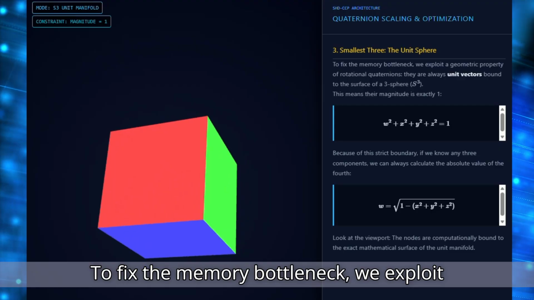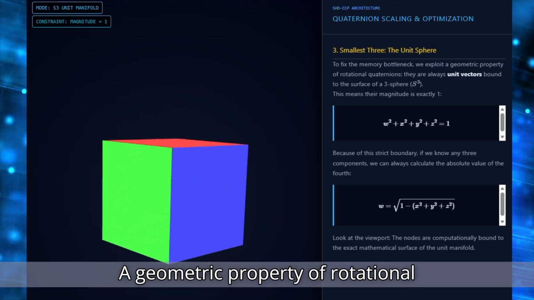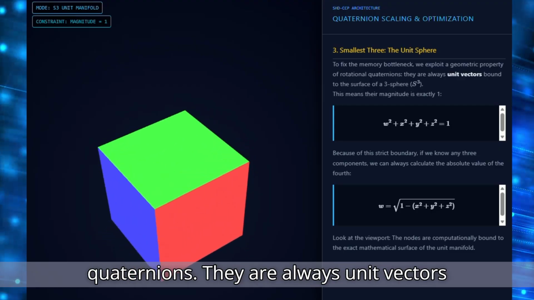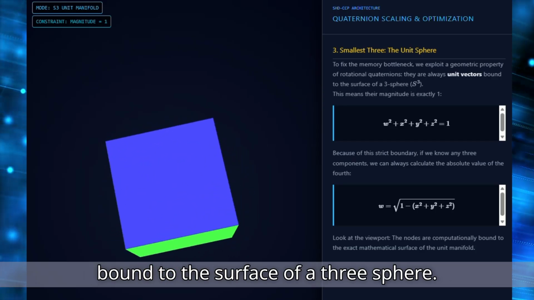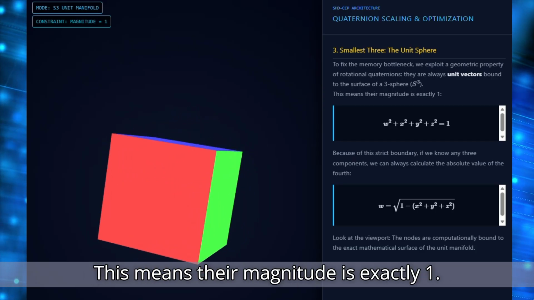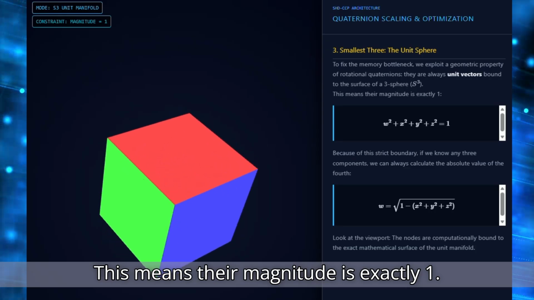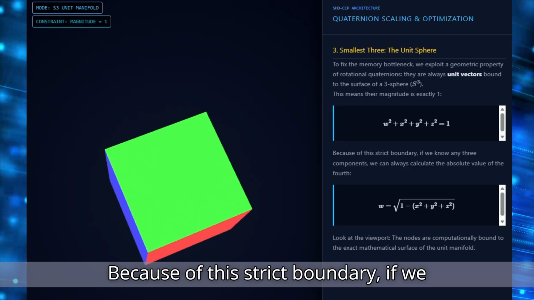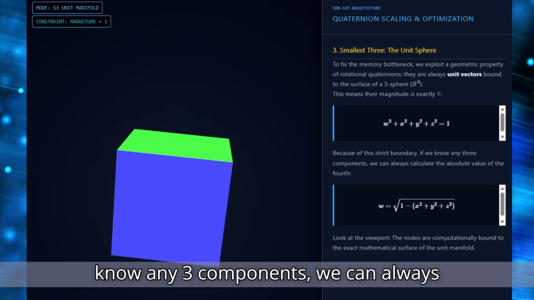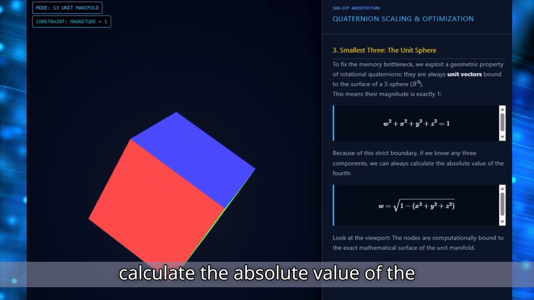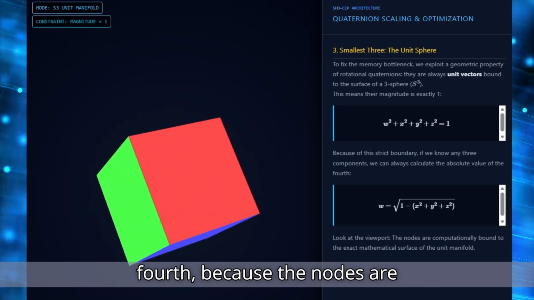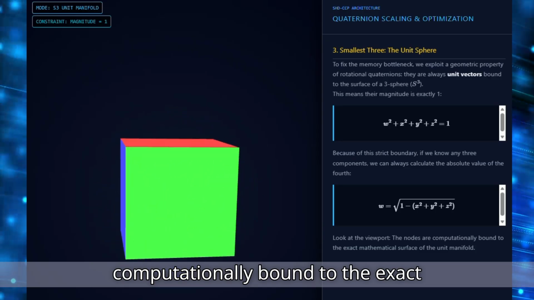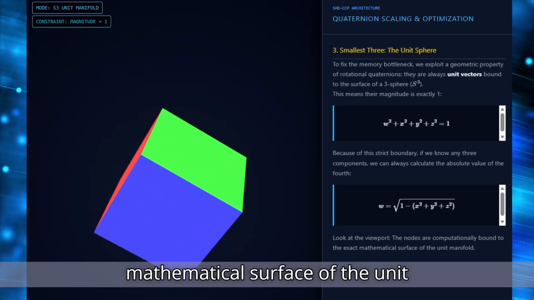To fix the memory bottleneck, we exploit a geometric property of rotational quaternions. They are always unit vectors bound to the surface of a 3-sphere. This means their magnitude is exactly 1. Because of this strict boundary, if we know any 3 components, we can always calculate the absolute value of the fourth, because the nodes are computationally bound to the exact mathematical surface of the unit manifold.